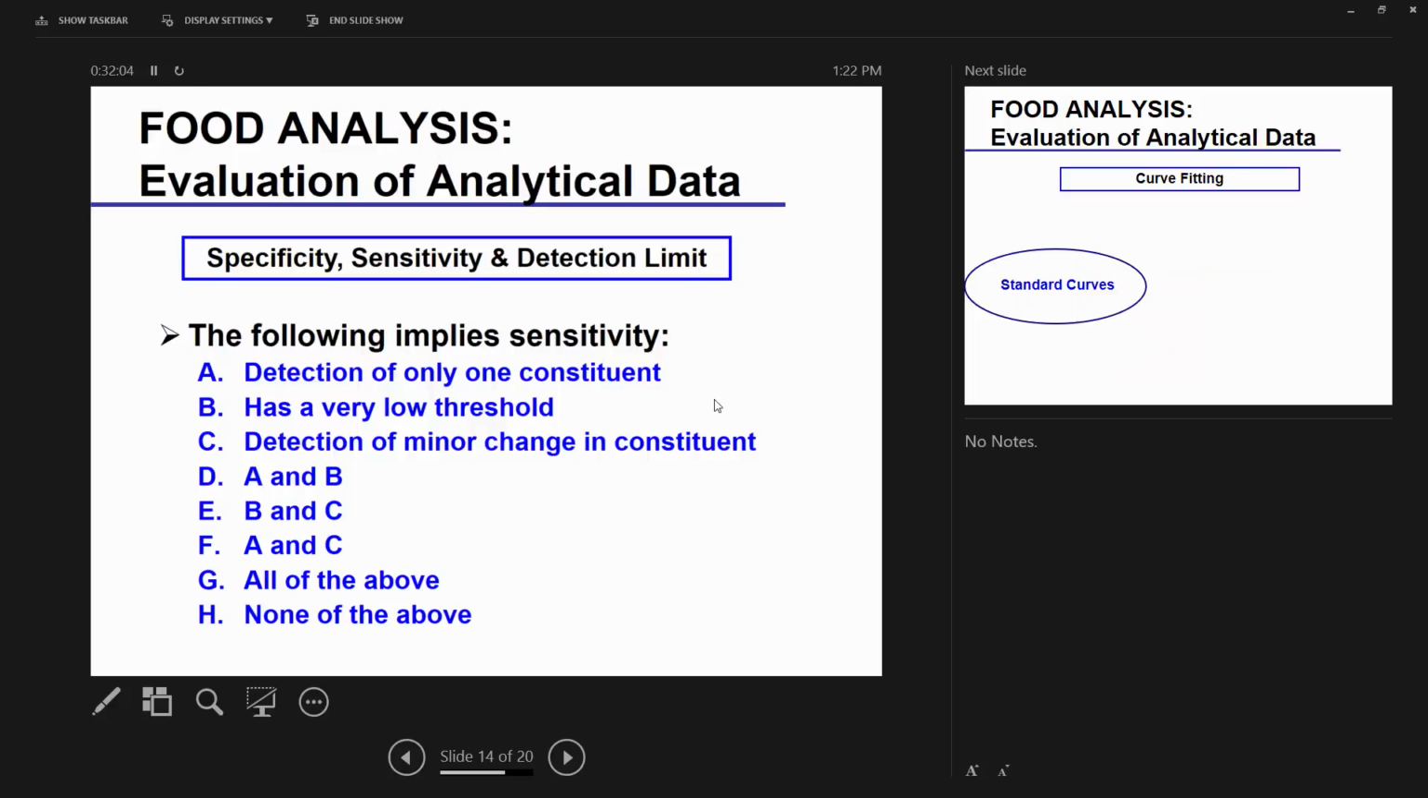All right. It's kind of like a check. So we've talked about this before. Let's see if you remember. Which of the following implies sensitivity? Yes, Ray?